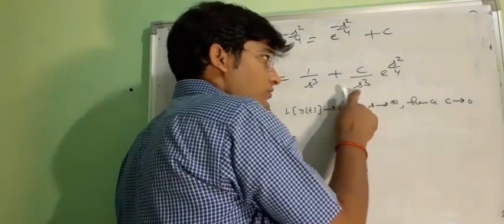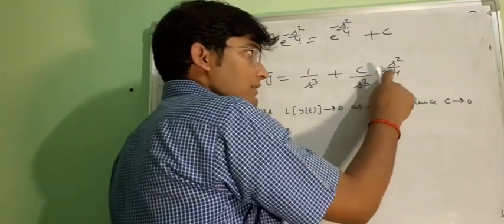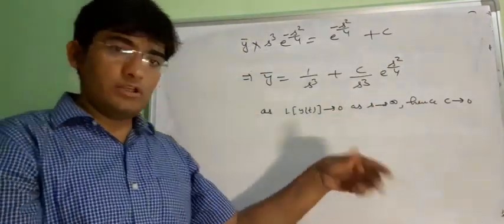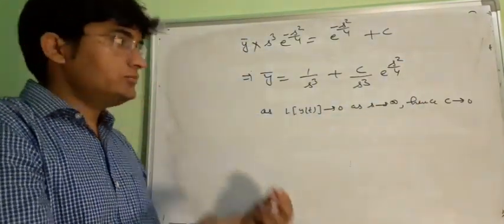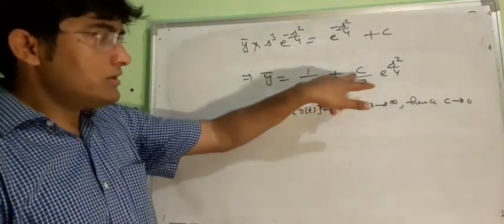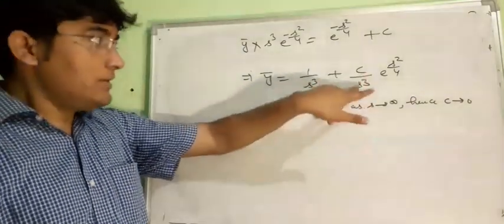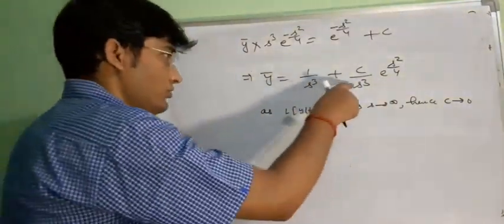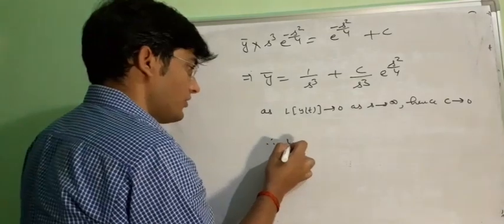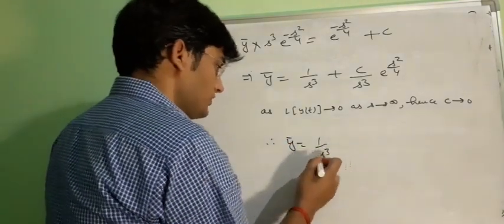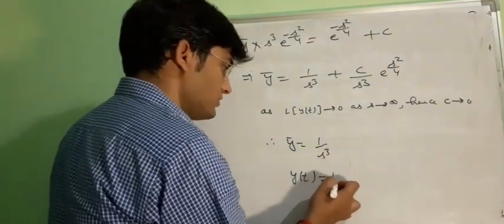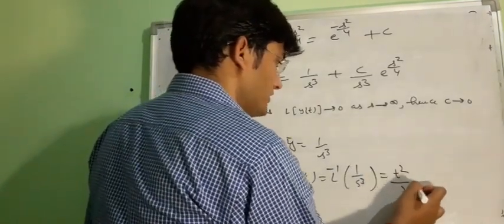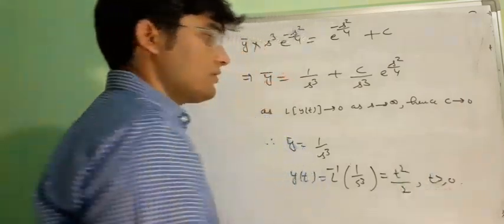Now as s tends to infinity, this will be infinity. Again here we will have e to the power infinity, which is infinity. Now this is of the type infinity upon infinity. Now to tackle this term, this c must vanish. If this c is not 0, then our solution will not converge. So this c has to be 0. Therefore our y bar equal to 1 upon s cube. So we can say that our y(t) is Laplace inverse of 1 upon s cube, which is t square upon 2, and obviously t has to be greater than or equal to 0.